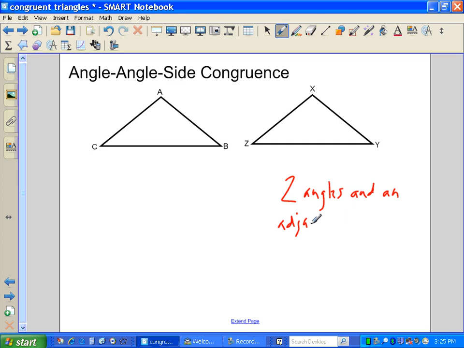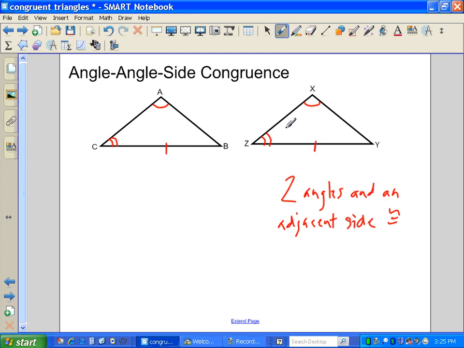Adjacent means next to, right? So that looks like if we have, say, angle A is congruent to angle X, and angle C is congruent to angle Z. And what if we had CB congruent to XY?